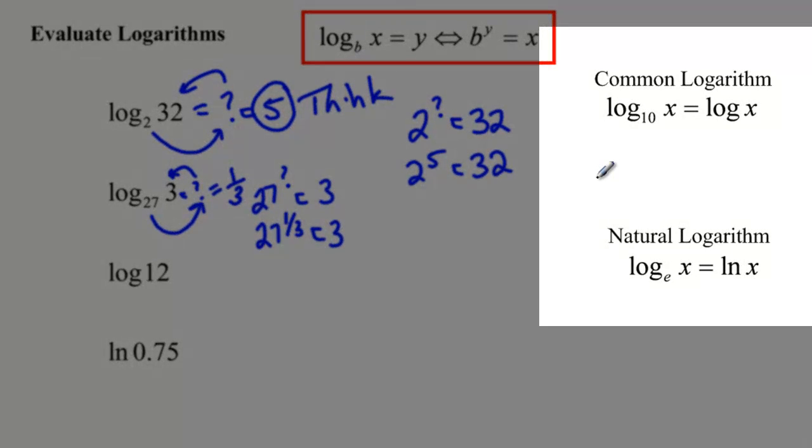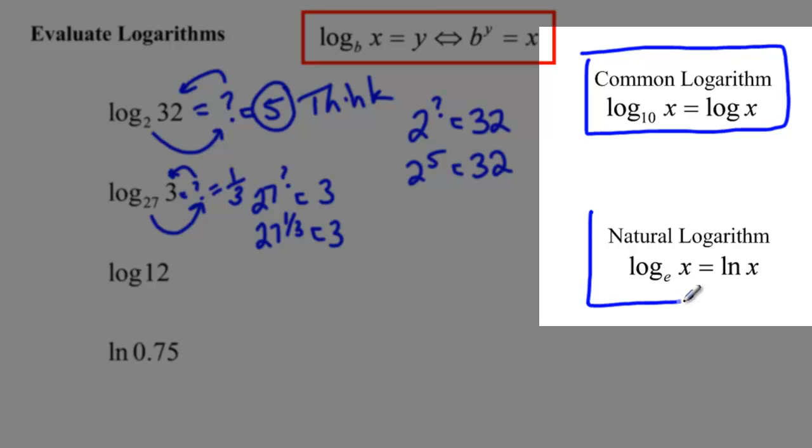Now, the other part that we have an issue with is this part right here. Common logarithms and natural logarithms. We use base 10 a lot, and we also use base E a lot. And so mathematicians got to the point where they're like, I don't want to keep writing base 10. I don't want to keep writing base E. They kind of whine like some sophomores I know.